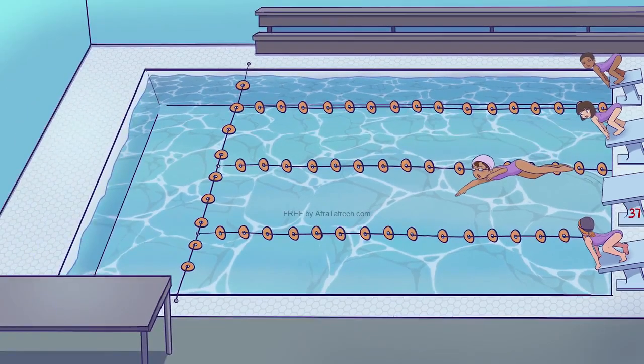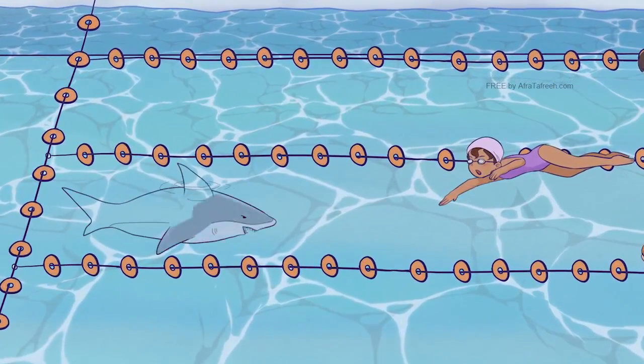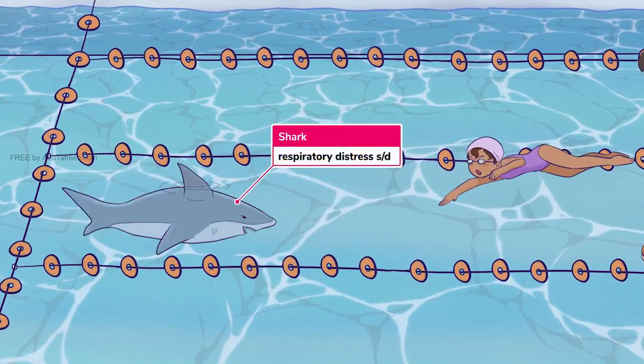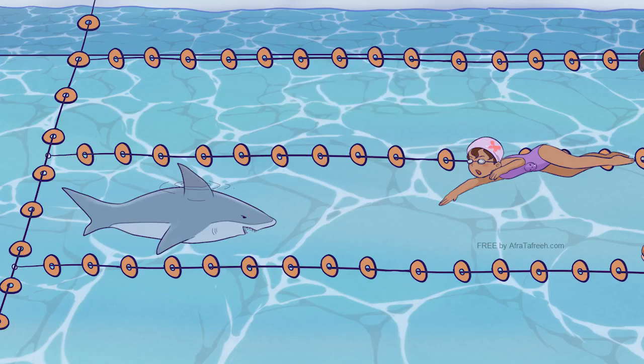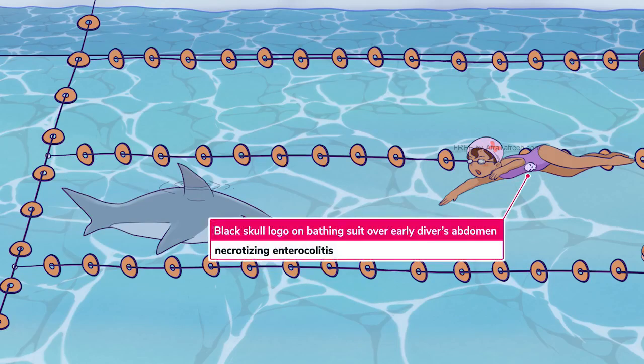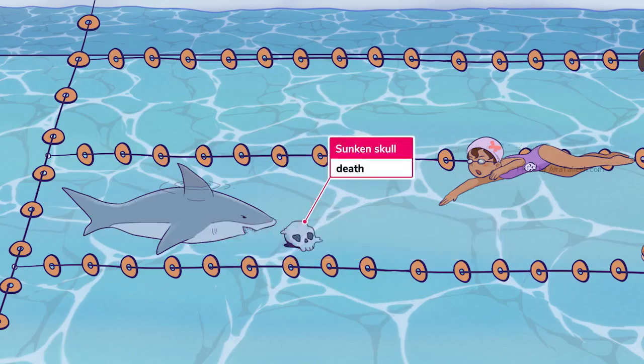Preterm birth is one of the main causes of infant morbidity and mortality, and is associated with a number of complications, which we'll symbolize here within lane 37. These include respiratory distress syndrome, represented by our recurring symbol, the RDS shark, intraventricular hemorrhage, symbolized with the recurring red butterfly, this time on the early starter swim cap, necrotizing enterocolitis, symbolized with this black logo over the swimmer's belly, and infant death, represented by this skull.